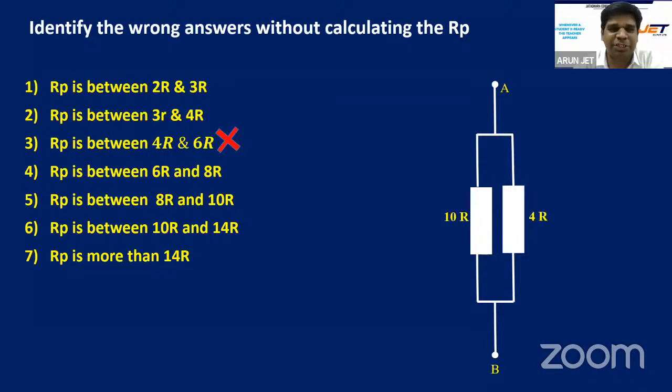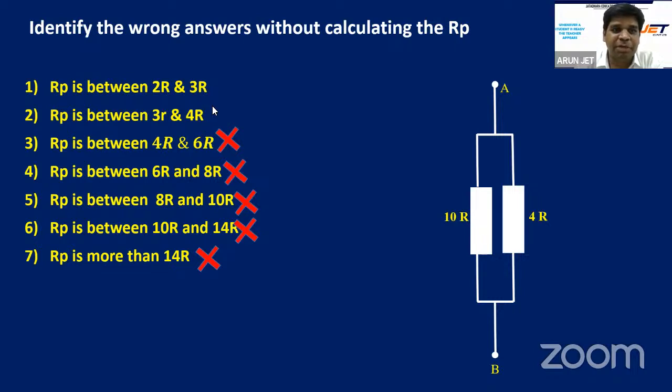Excellent. One, I've already shown 3, but the rest which are wrong are 4, 5, 6, and 7. Let's see. Everyone is on the same page. Excellent, students. This is wrong. This is wrong. This is wrong. Why is it wrong? Because my resistance should be lesser than 4R. But here it says 4R and 6R, 6R and 8R, 8R and 10R, 10R and 14R, above 14R, which is not possible. So it has to be less than 4R.